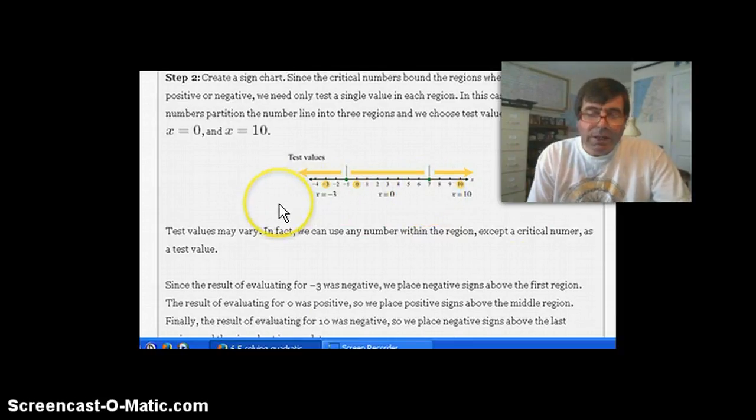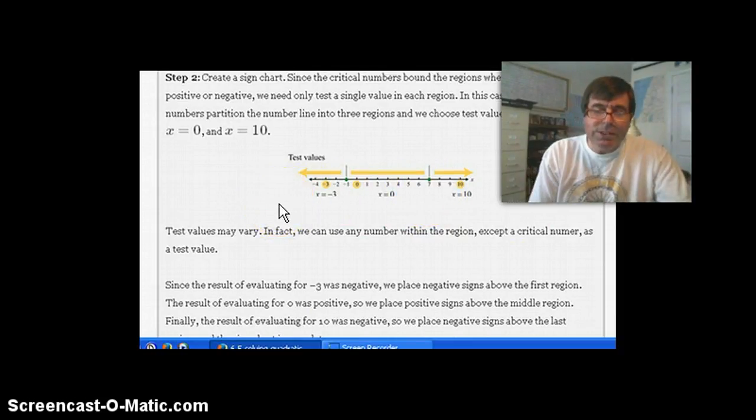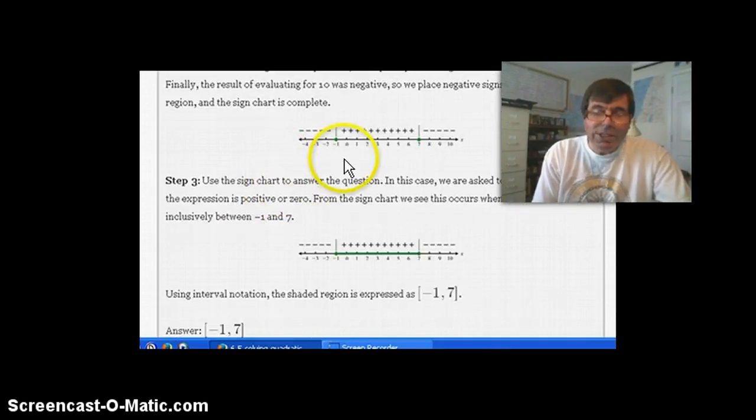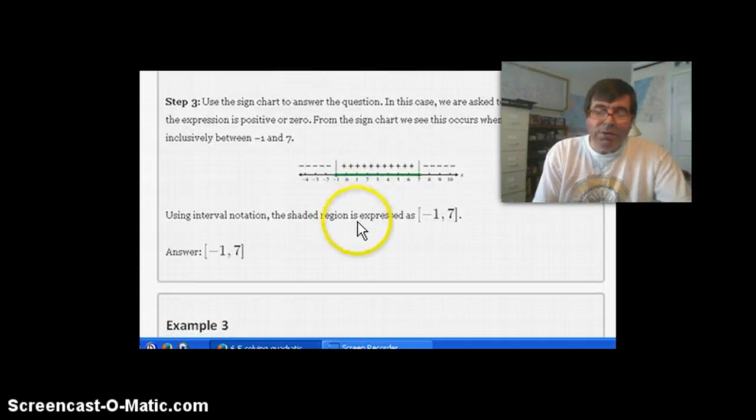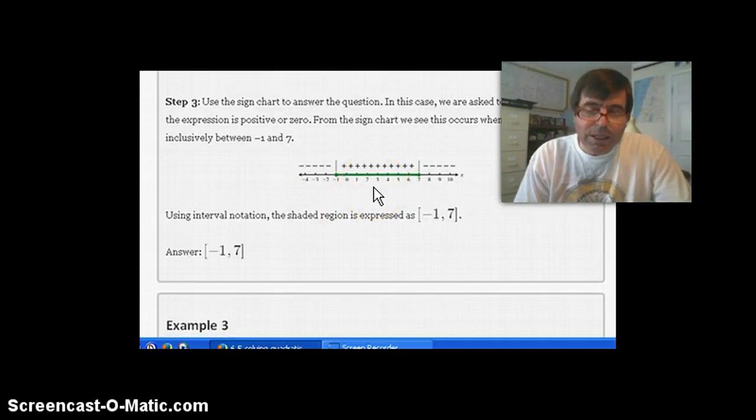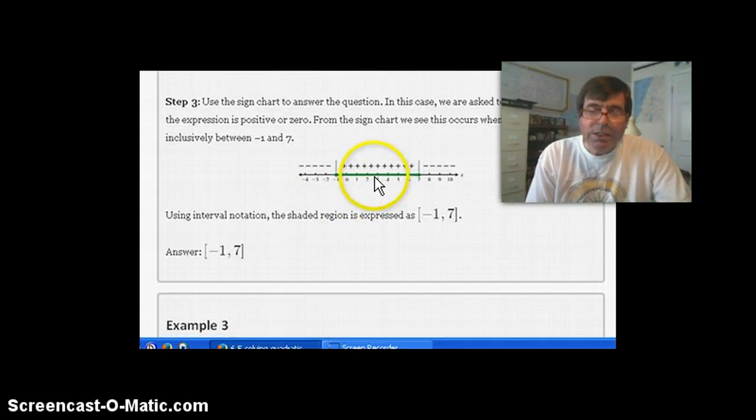And what I want to do is study this using a sign chart. So here's a sign chart for all of the values from -4 to 10. Now remember, I was looking for where it was greater than or equal to 0. So the greater than or equal to 0 is this region right here. So keep that in mind. Now if I scroll down here, if it's true for one point in the region, it's true for the whole region. And so here's your answer in interval notation.